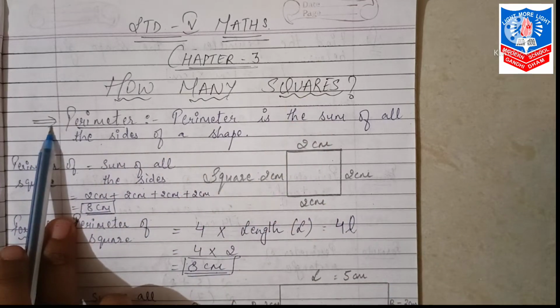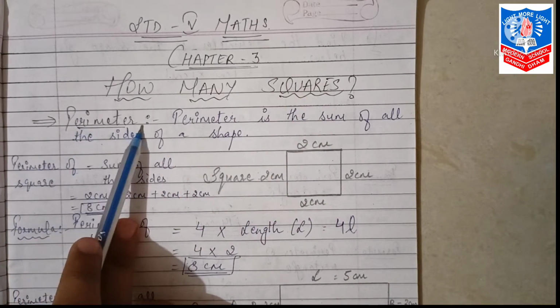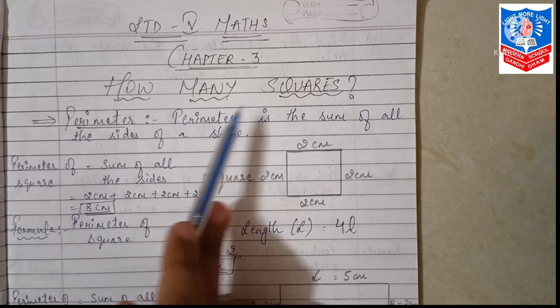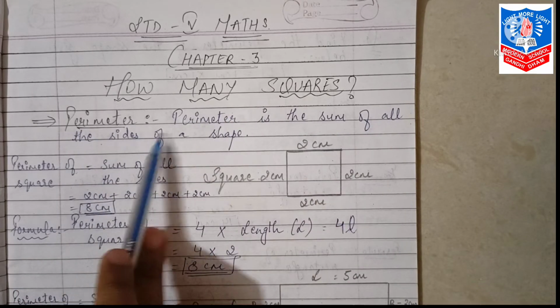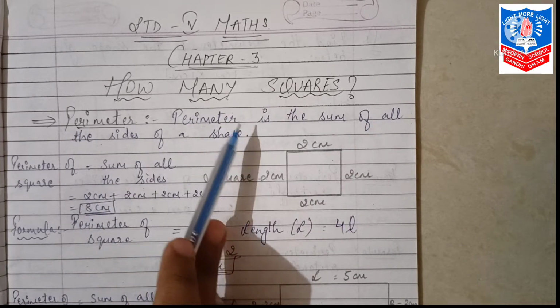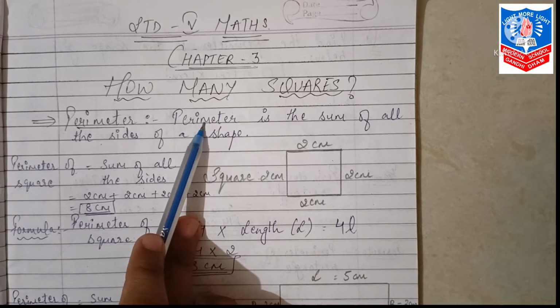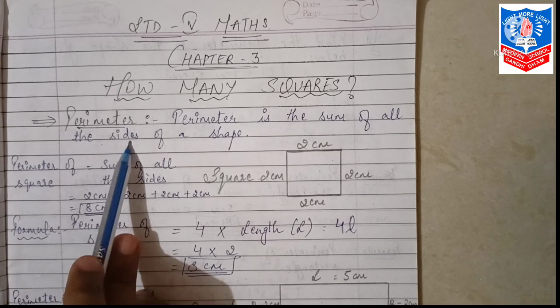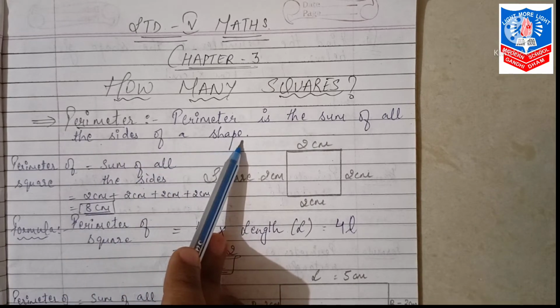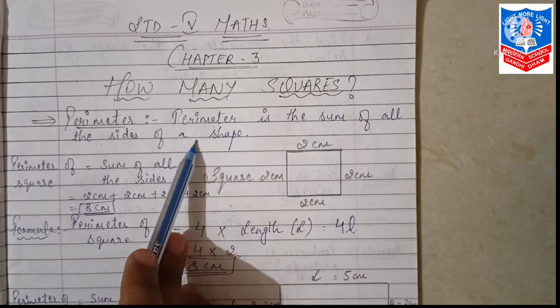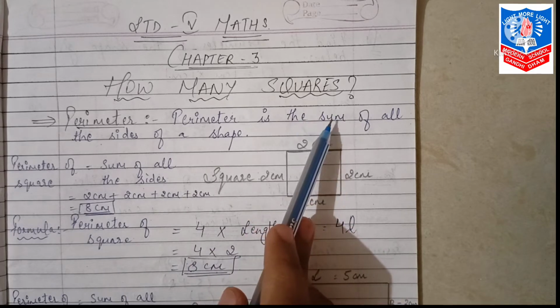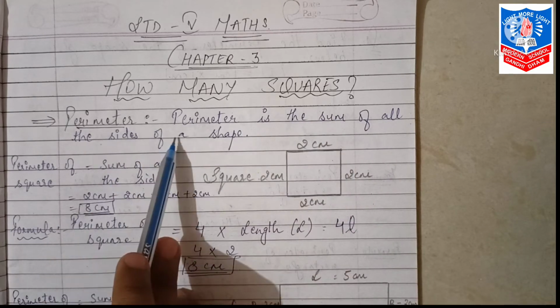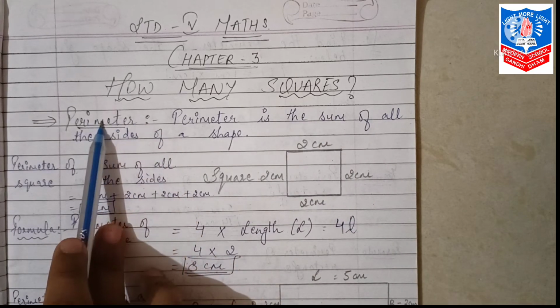First of all, what do you mean by perimeter? Perimeter is the sum of all the sides of a shape. We are repeating again. Perimeter is the sum of all the sides of a shape. That means, for any shape, the total of all the sides is known as perimeter.